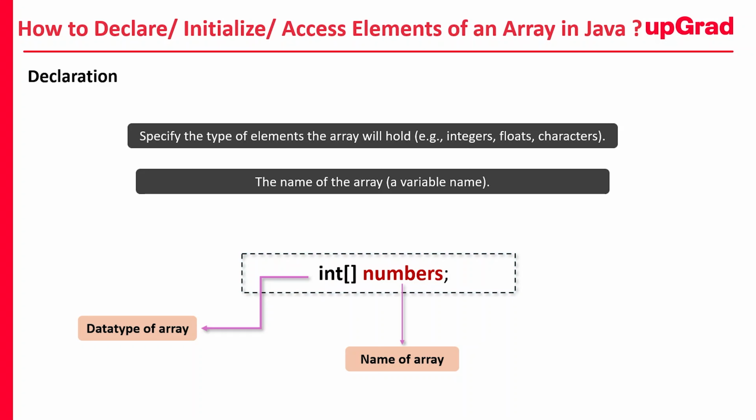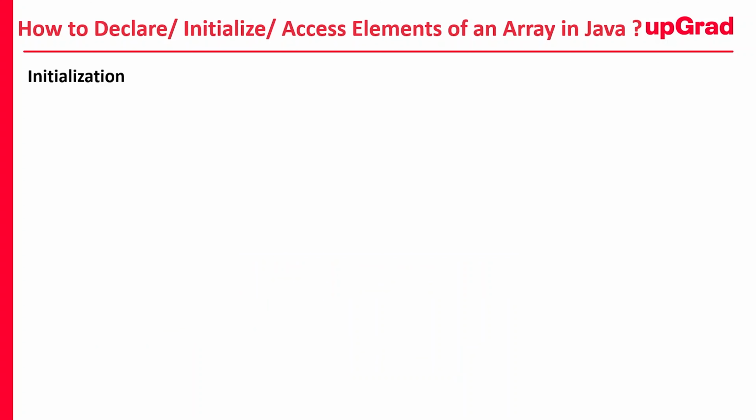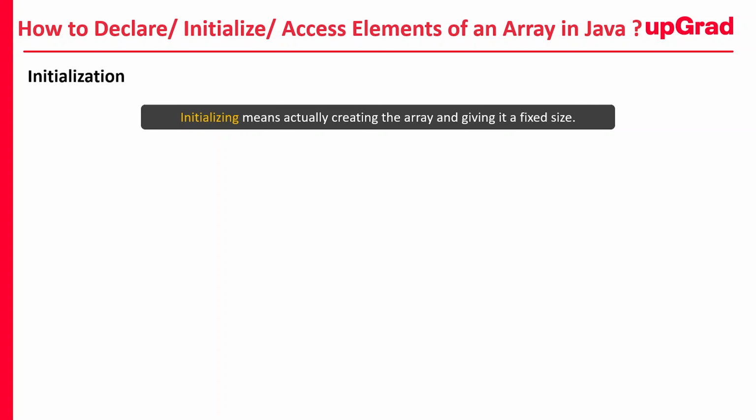Alright, now let's explore further. This was the declaration. Now let's understand the initialization part. Once you have declared an array, you need to allocate space for it and fill it with values. Initializing means actually creating the array and giving it a fixed size. There are two main ways to initialize an array in Java.